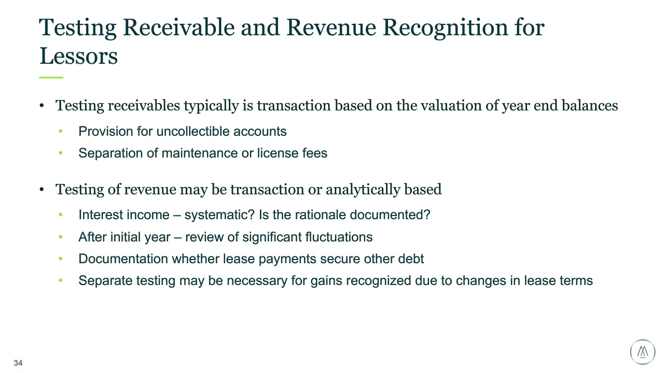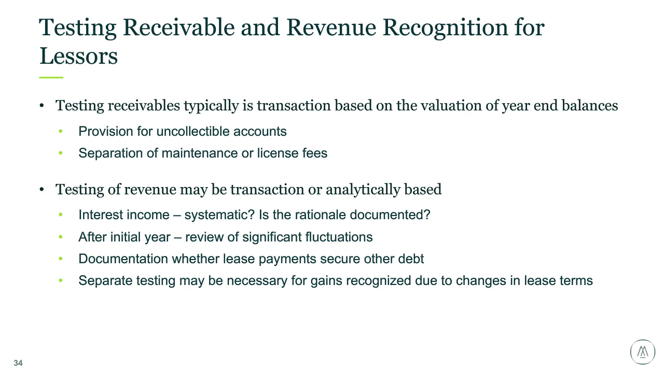requests that you may get from your auditors include, for interest income, is that recognition that you're doing systematic? Is the rationale documented? It may not be material, but there may be an assessment of a control weakness if it's not evaluated and documented appropriately. After the initial year of implementation, we'll review for significant fluctuations and then, of course, ask about those and corroborate them if necessary. Documentation whether lease payments secure other debt, and then separate testing may be necessary for gains recognized due to those changes in lease terms.